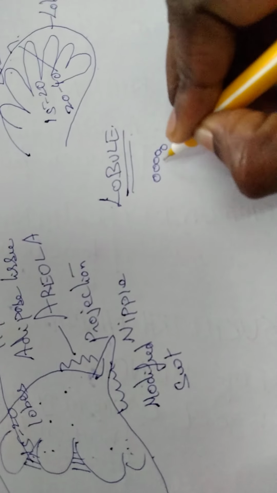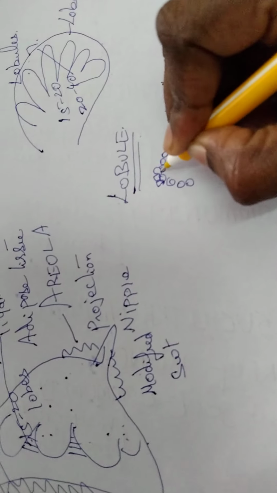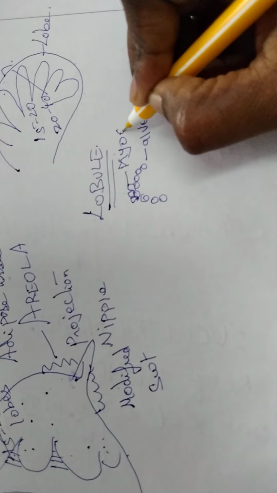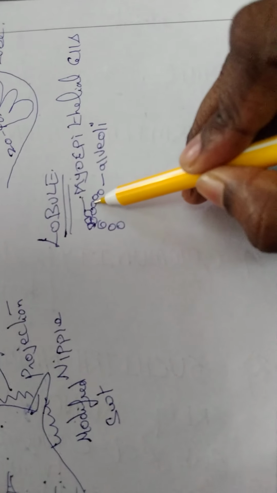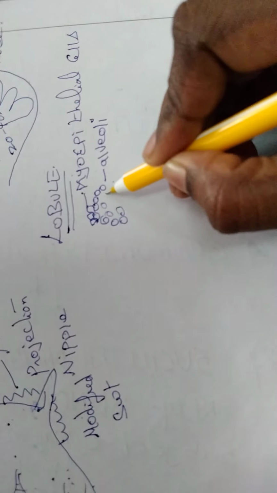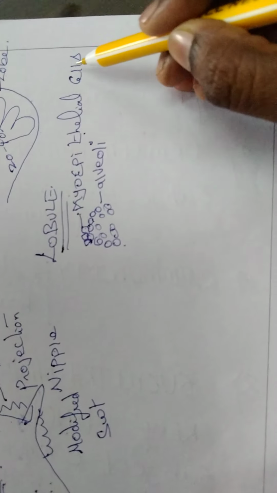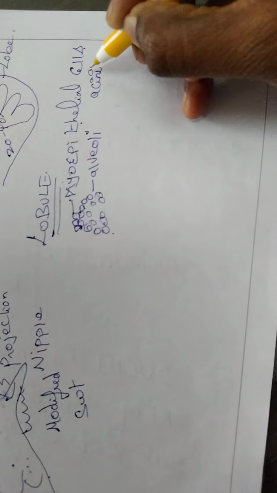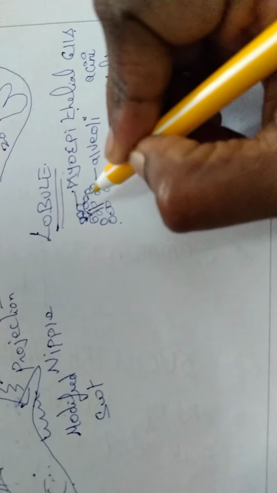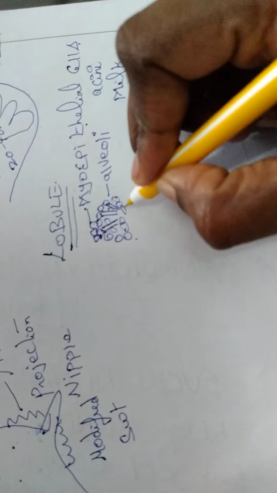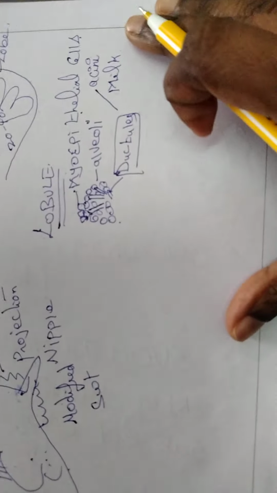Now, when we study the structure of a lobule, it has clusters of cells which we call alveoli. And this alveoli is surrounded by cells which we call myoepithelial cells, or acini cells. These are the cells which produce the milk, and this milk enters from these cells into small tubes, which we call ductules.